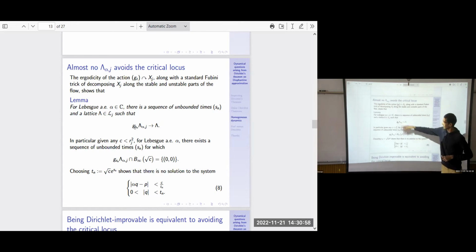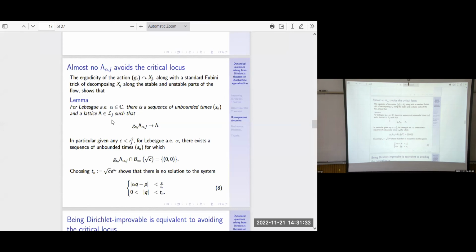And that, along with a standard Hedlund-type argument of decomposing xj along two directions, using ergodicity and the fact that this subspace of lattices controls what happens in the bigger space, shows that for almost every complex number, once you embed it in the space of lattices, you can find a sequence of unbounded times sn and something in the critical locus such that g_sn lambda_alpha_j converges to lambda. This is just by ergodicity, even by density of almost any.